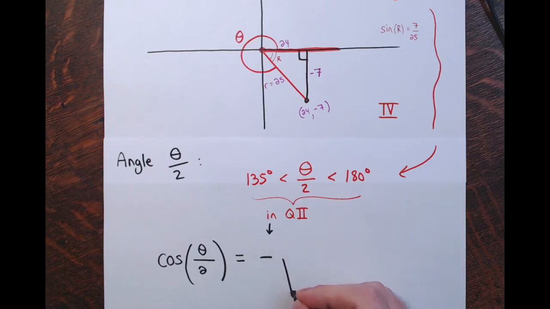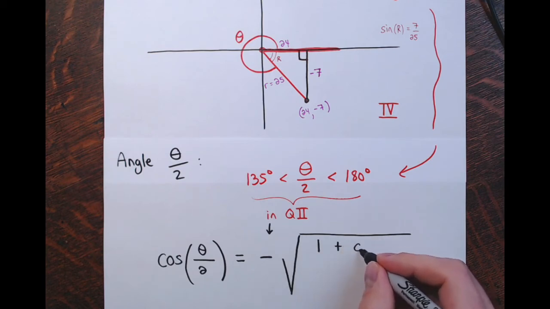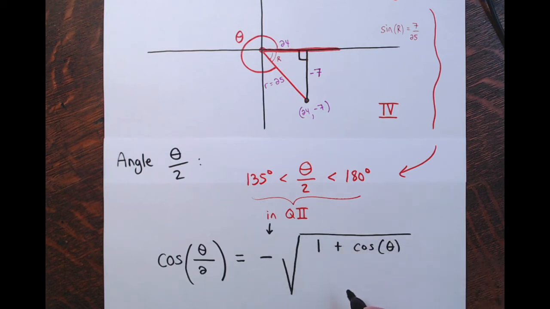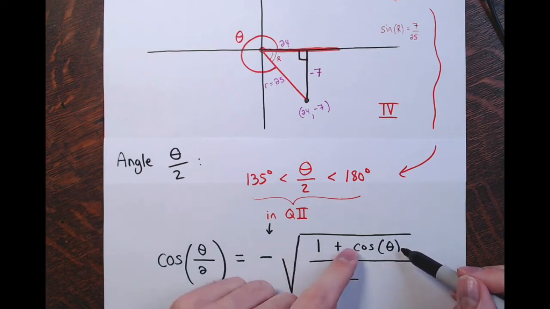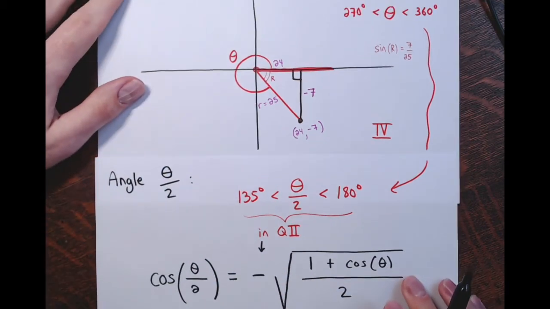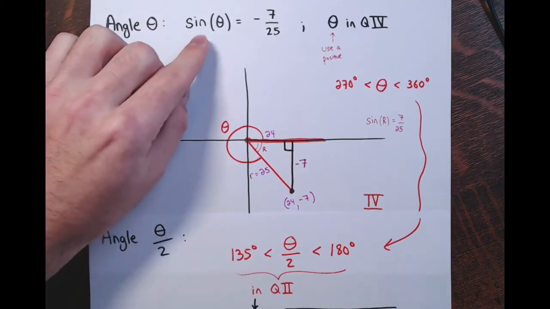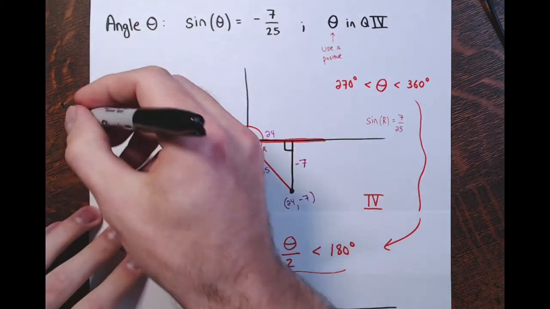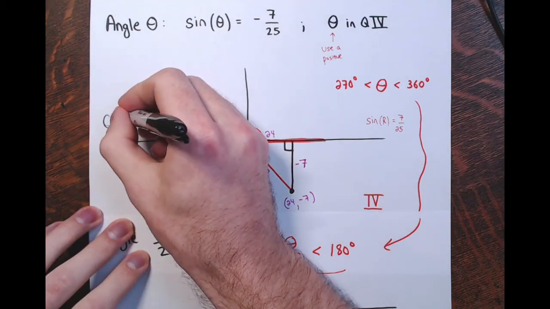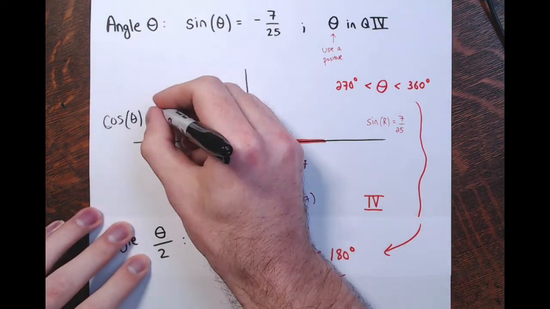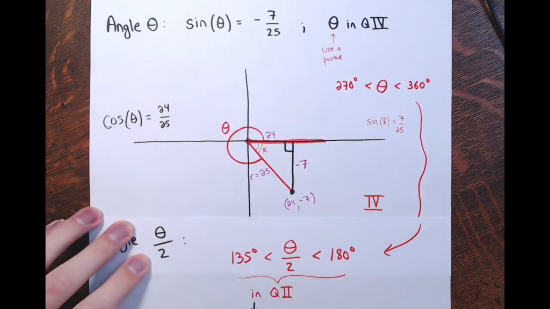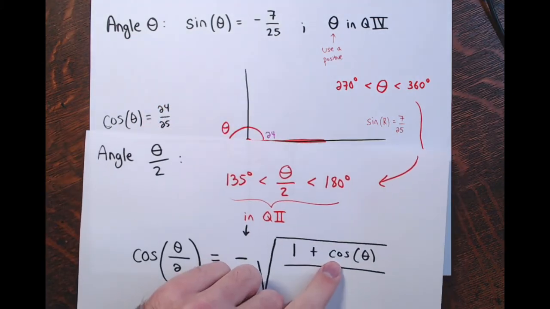So negative square root, and then the formula was, this big square root of 1 plus the cosine of theta, all divided by 2, inside this square root. Alright, so in order to find this value out, I need to know the cosine of theta. Well, back on my picture of theta, we were told the sine of theta was negative 7/25, and I can very easily from this picture tell you what the cosine of theta was. It would be 24/25, positive 24/25.